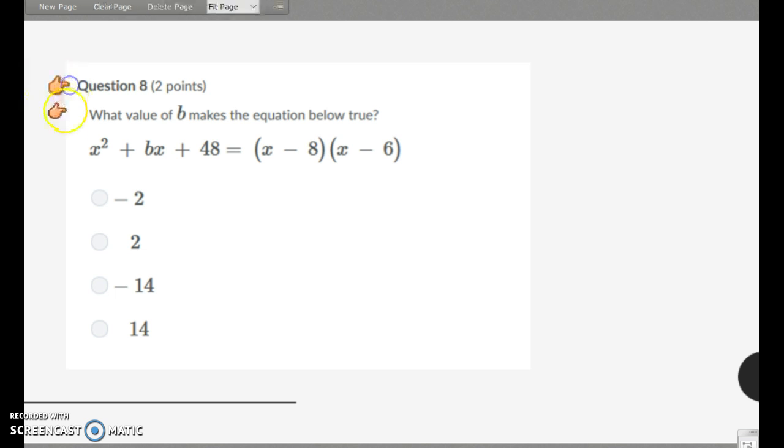Question number 8. What value of b makes the equation below true? x squared plus bx plus 48 equals the quantity 8x minus 8 times the quantity x minus 6. Your answer choices are -2, 2, -14, and 14.